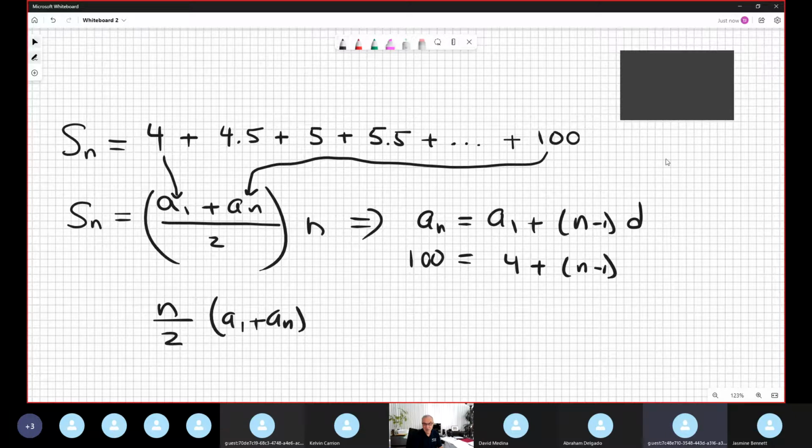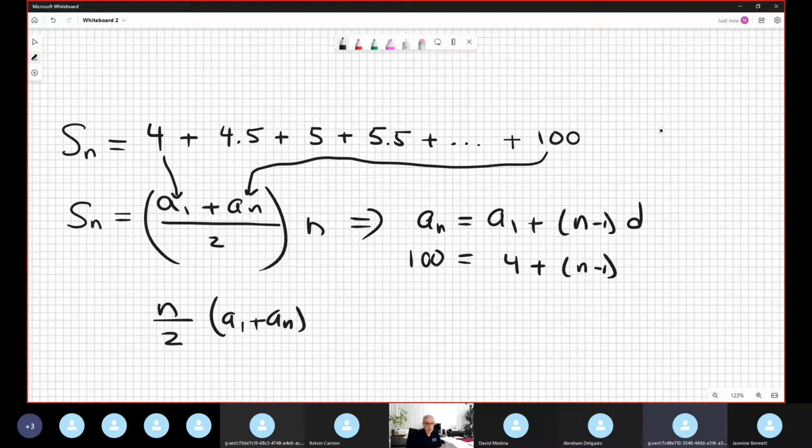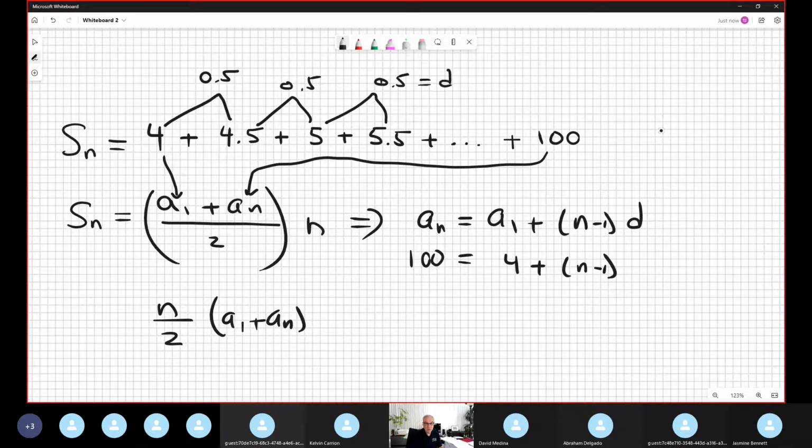Who is D? I forgot D. D is the common difference, if it exists. That's the first thing you should do. You compute 4.5 minus 4, which is 0.5, and 5.5 minus 5 is 0.5. So the common difference is 0.5. D is 0.5.